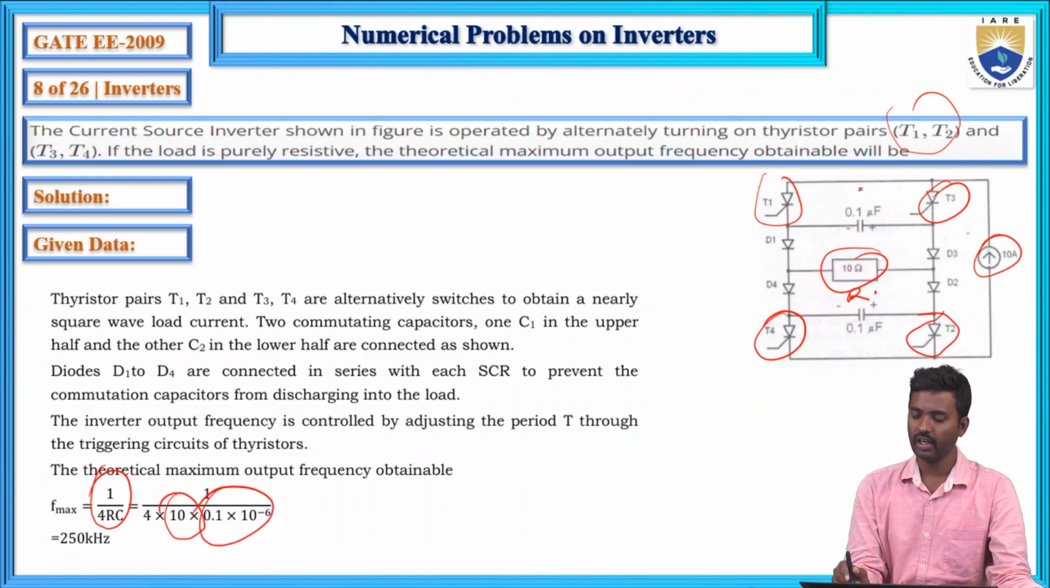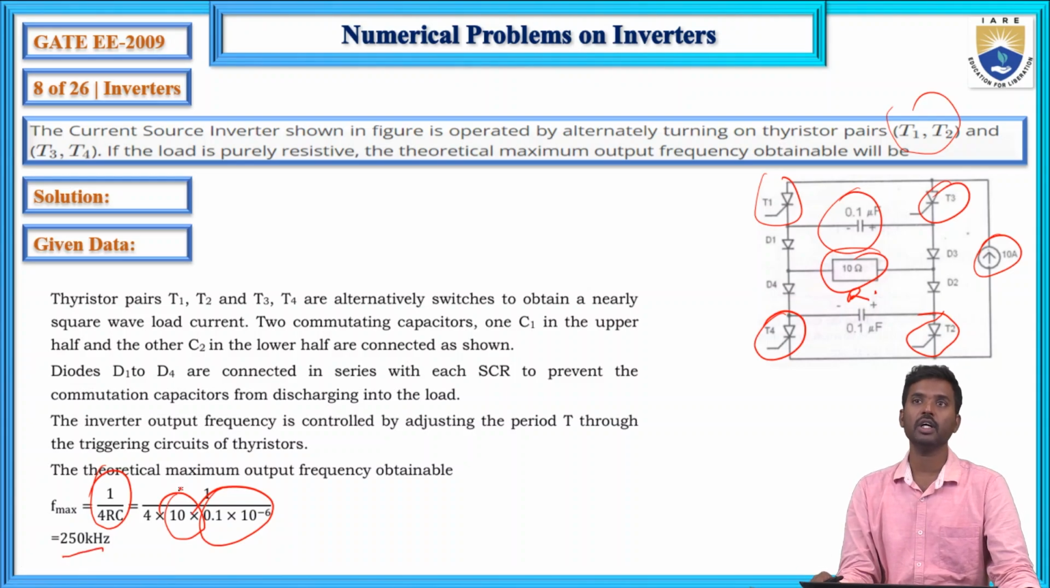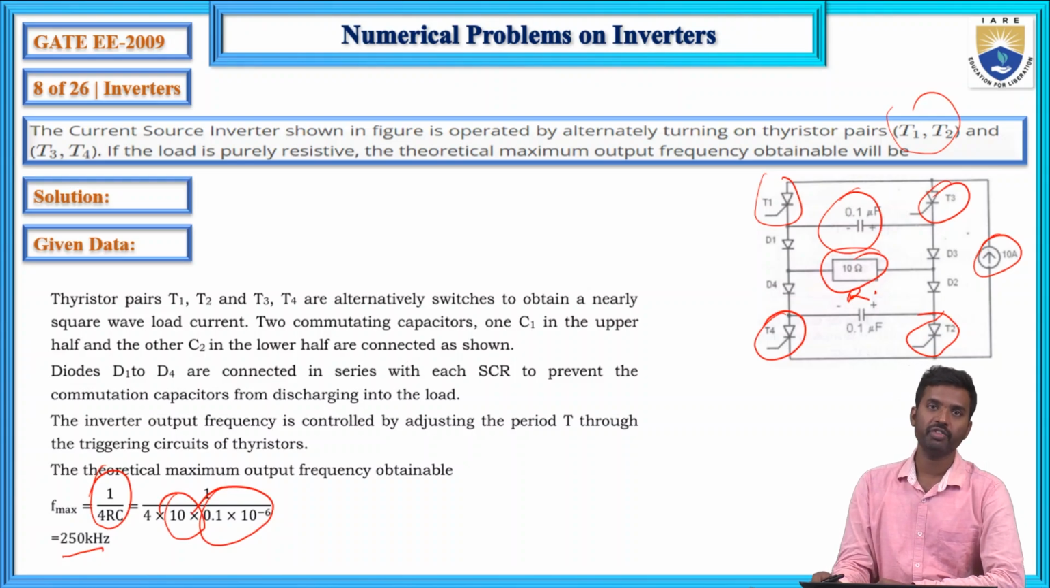So what is the C value? 0.1 into 10 power minus 6. Now here the maximum output frequency value is 250 kilohertz.